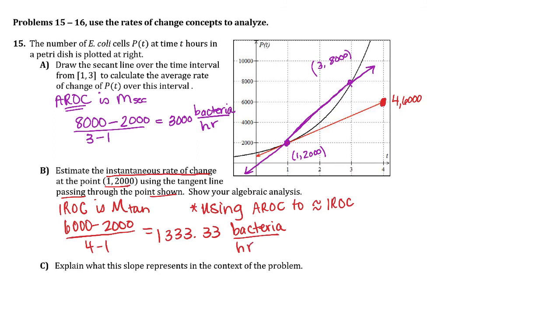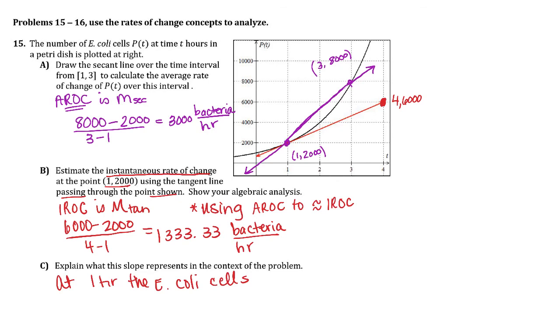Okay, so notice, explain what the slope represents in the context of the problem. So the slope here, and the way it's talking about is at 1 hour, so it's talking about our slope at 1 hour, and we were talking about the E. coli cells, and look at the rate.